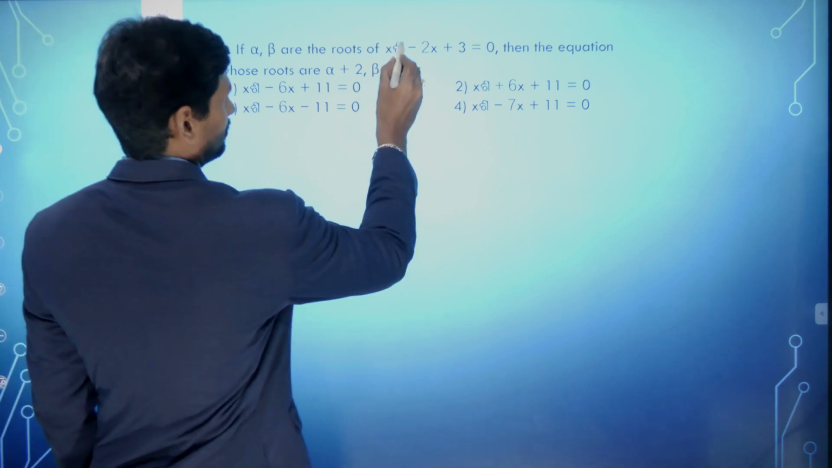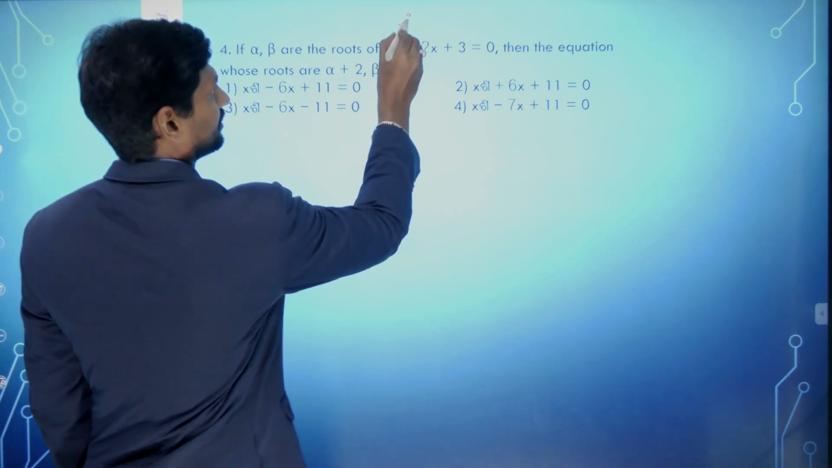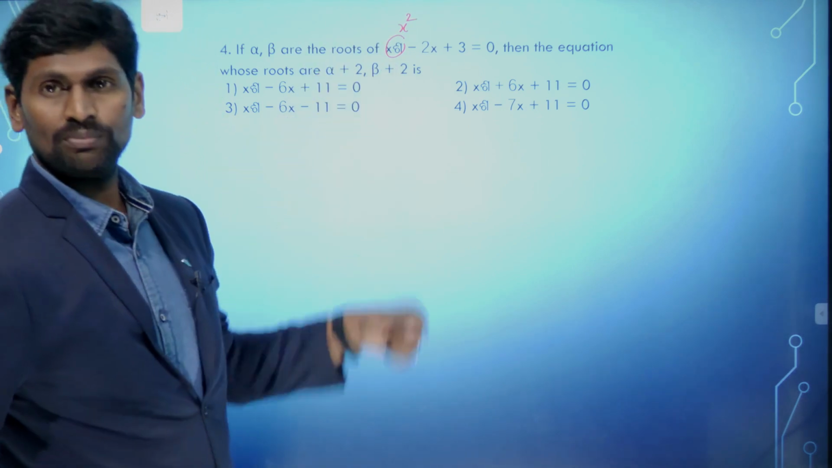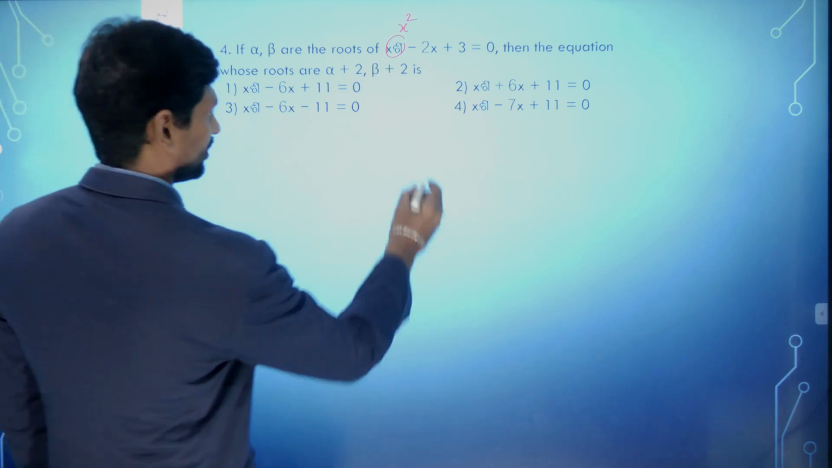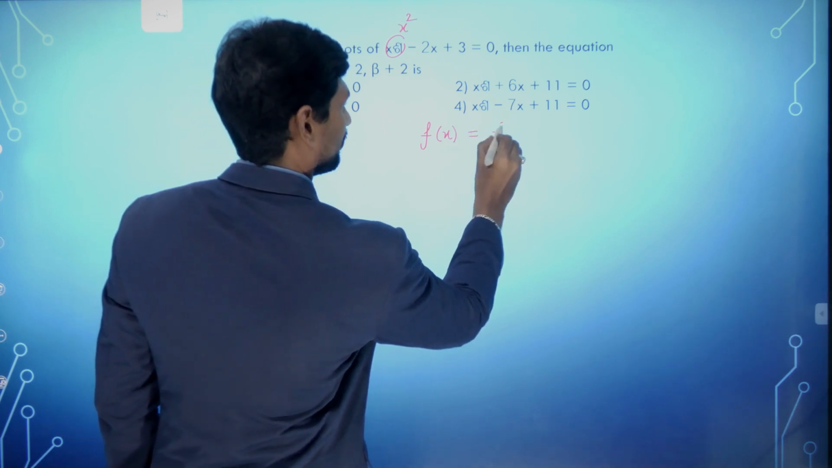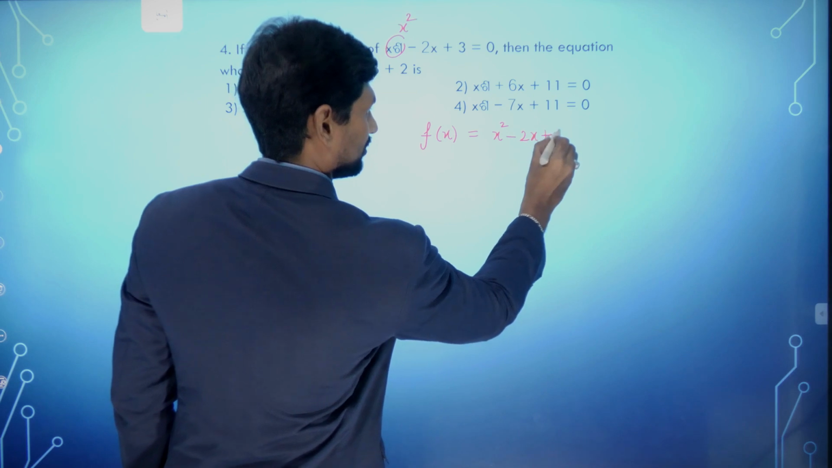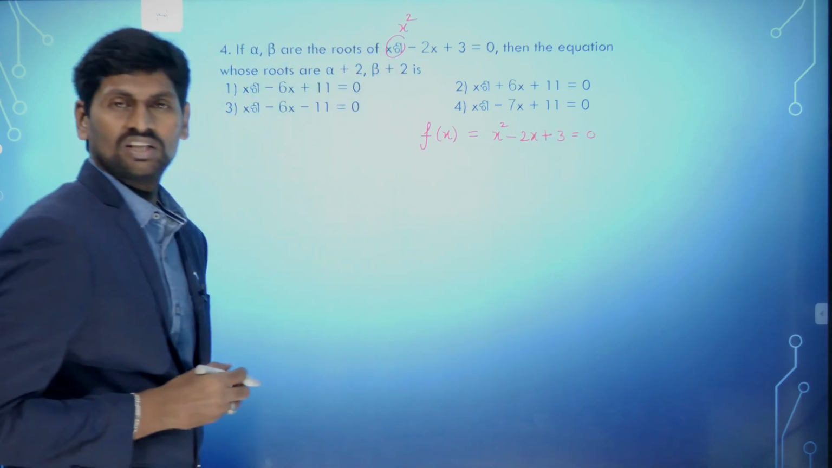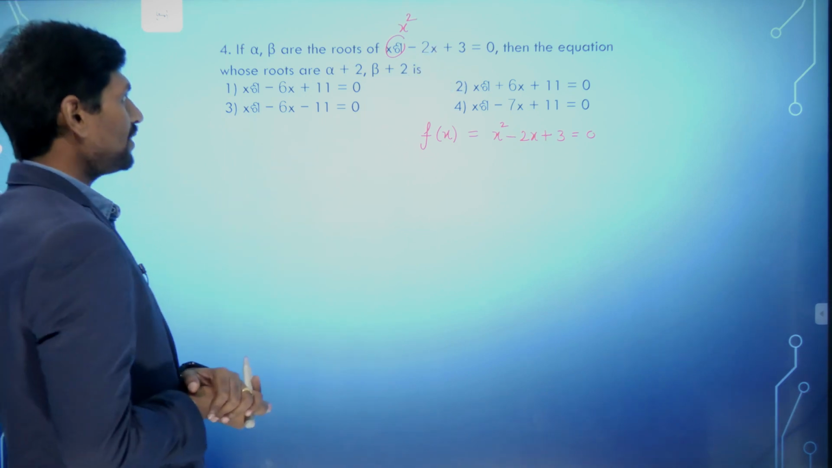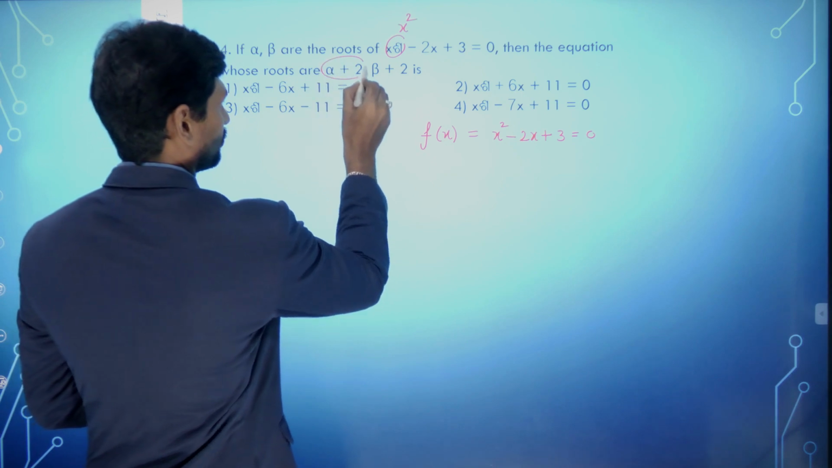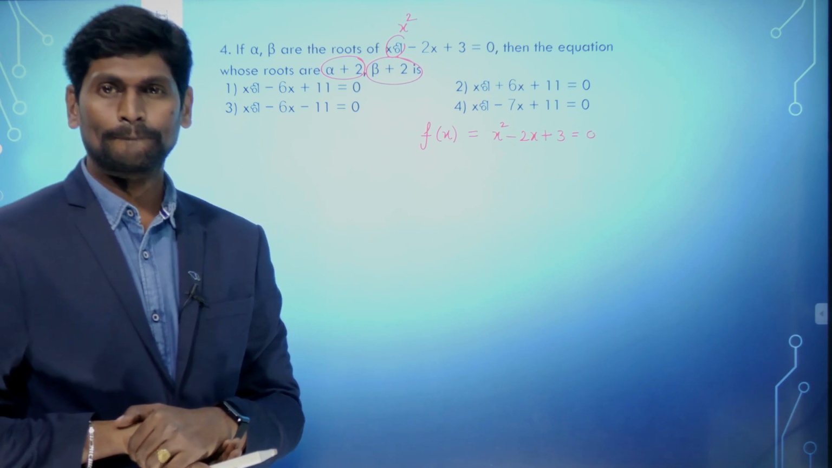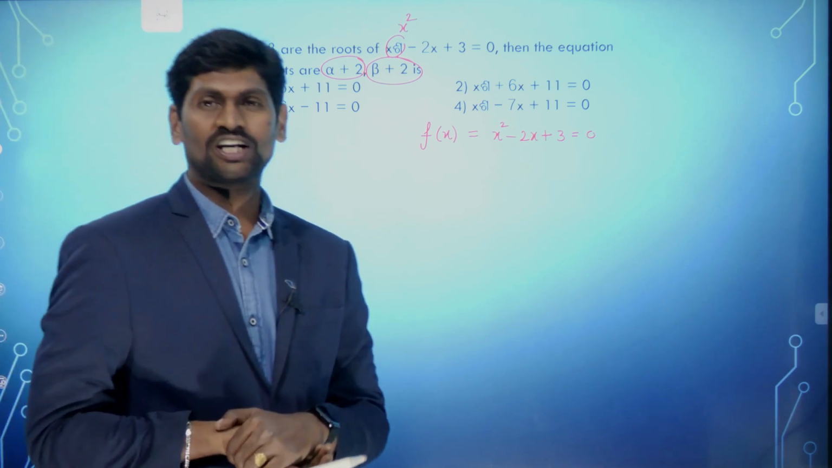Yeah. So this is x square, children. If alpha, beta are the roots of x square minus 2x plus 3 equal to 0, so let me take the given quadratic equation f of x equal to x square minus 2x plus 3 equal to 0. Then the equation whose roots are alpha plus 2, beta plus 2. Did you get that? What will be the required quadratic equation?